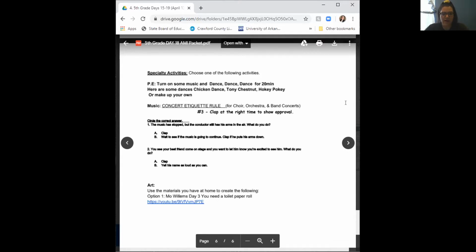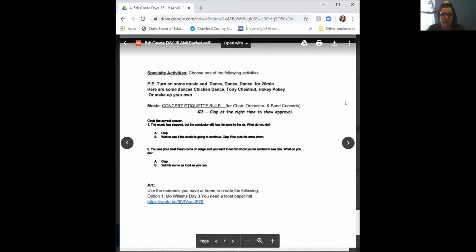So the music has stopped, but the conductor still has his arms in the air. What do you do? A, you clap. B, wait to see if the music is going to continue. Clap if he puts his arms down. So you're either going to choose A, clap, or B, wait to see if the music is going to continue, clap if he puts his arms down. Choose which one of those is the best answer.